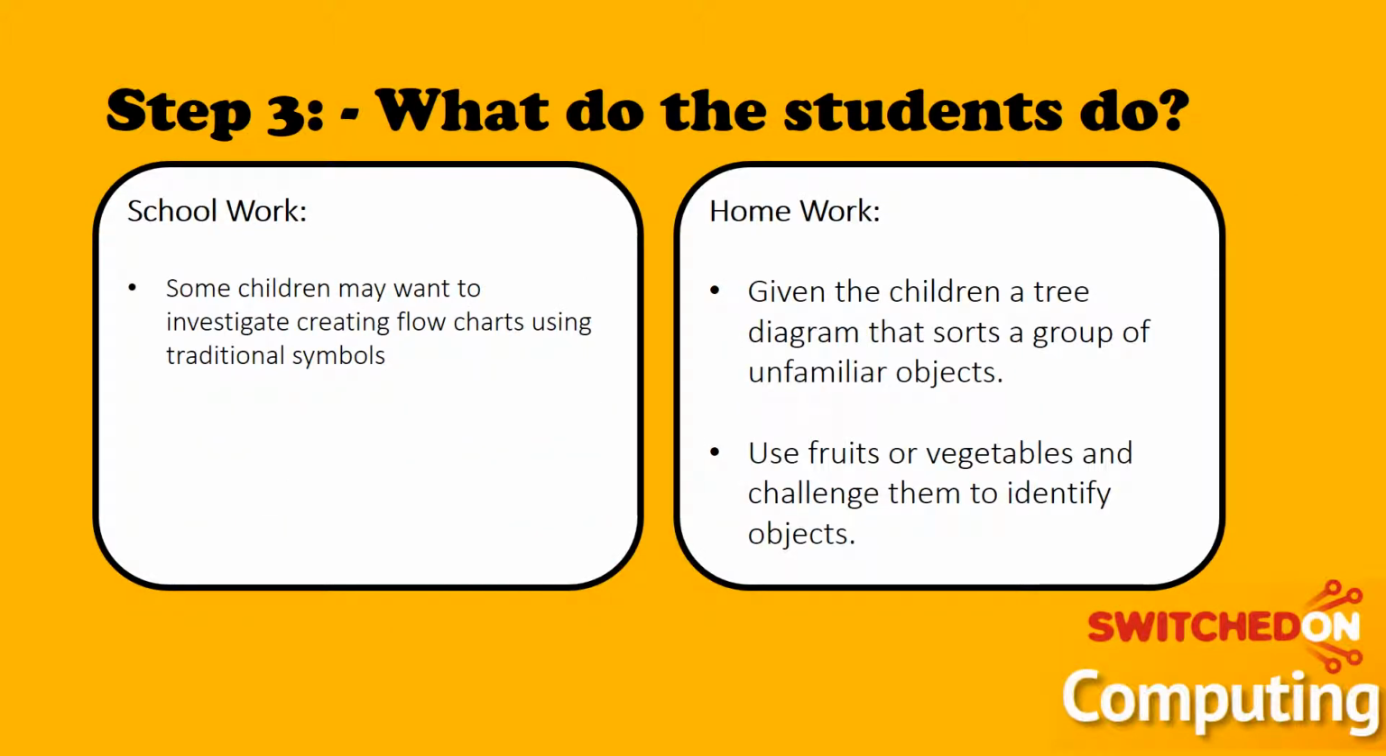Now, there's different ways of sorting the information out. Obviously we're using tree diagrams in this situation, but what you could do is get your students to actually create flowcharts and use the traditional symbols. So you can give your students a tree diagram that sorts groups of unfamiliar objects for homework, but you could extend it again and get them to use fruits or vegetables and challenge them to identify the objects at home.